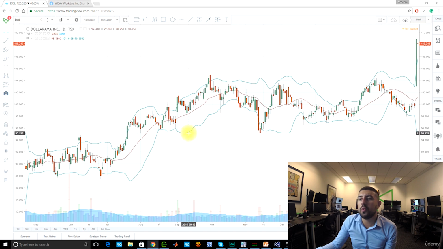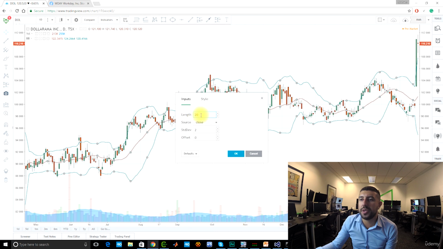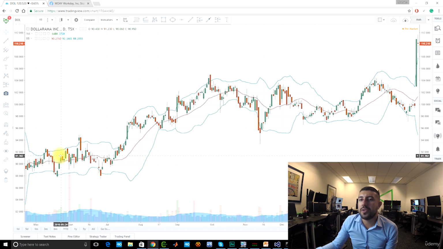So what did they use to draw it? Let me double click on it, see the default. Okay, so the default is 20 days and 2 standard deviations. You can change that. You can put whatever you want. And you'll see that the price hits these bands.